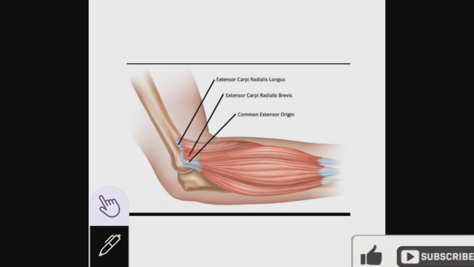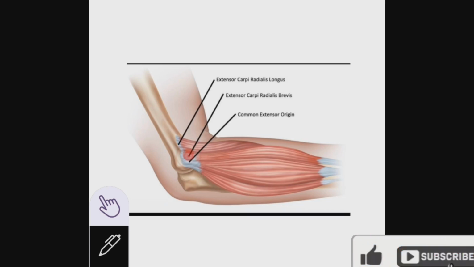The posterior compartment muscles of the forearm, remember, these are extensors and supinators. So general feature, all of them originate from the lateral epicondyle. Hence, the lateral epicondyle of the humerus is called the common extensor origin. And they are all innervated by the radial nerve, C6 to C8. They are divided into superficial and deep.